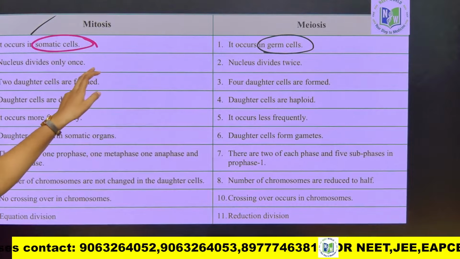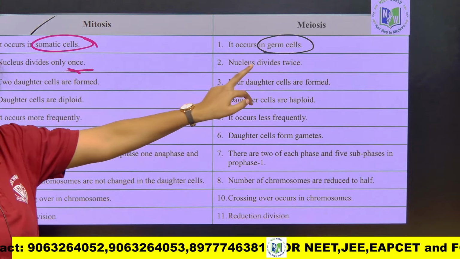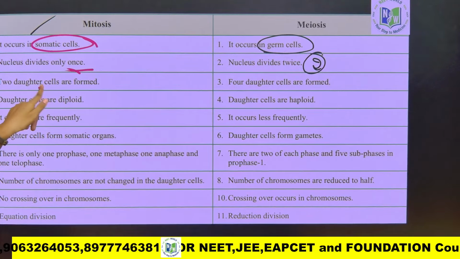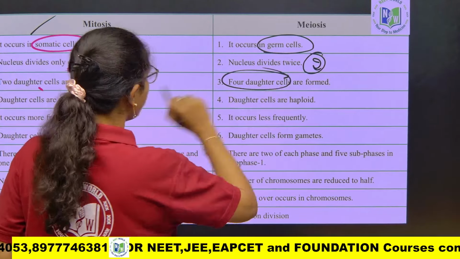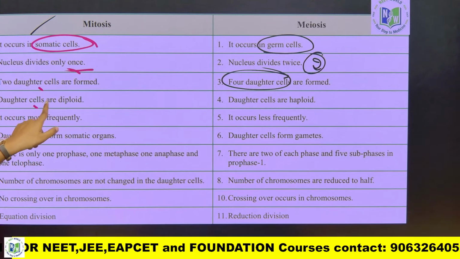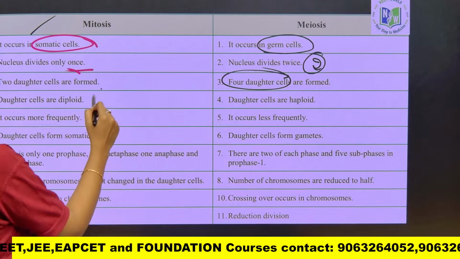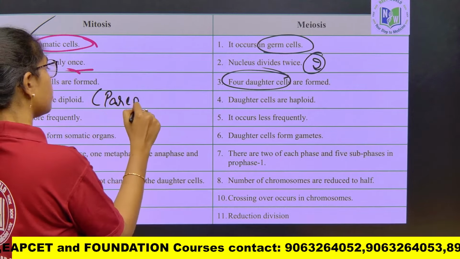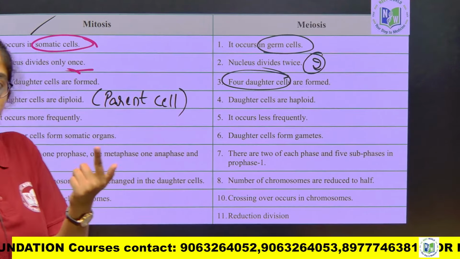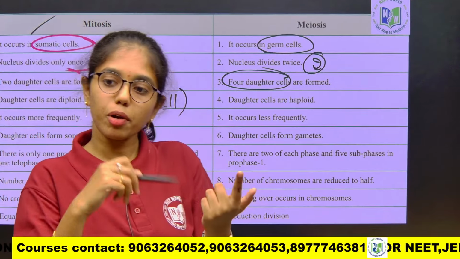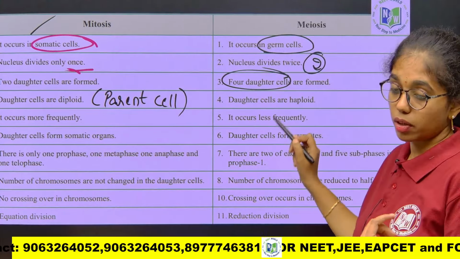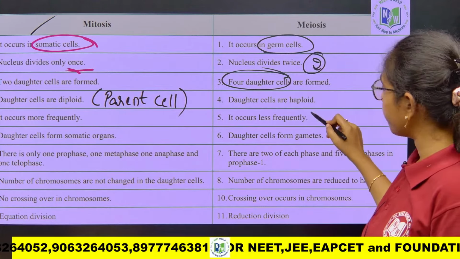And here the nucleus divides once. Here how many karyokinesis happens? 2 karyokinesis. And one major difference, 2 daughter cells. Here how many daughter cells will be formed? 4. In mitosis the ploidy is the same as that of the parent cell. If the parent cell is diploid, it will also be diploid. If the parent cell is haploid, this will also be haploid. Whereas in meiosis, the daughter cells' ploidy will be haploid.